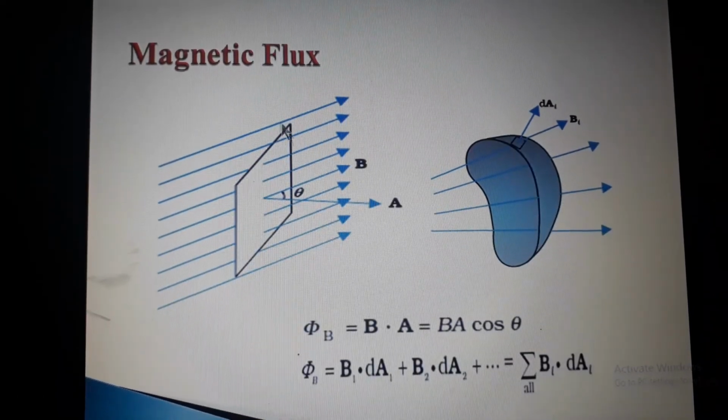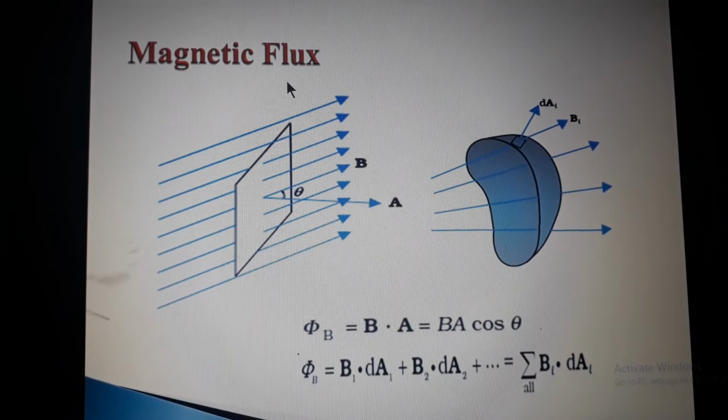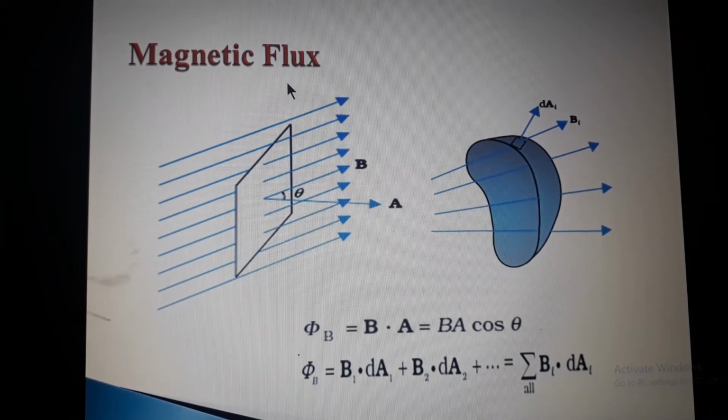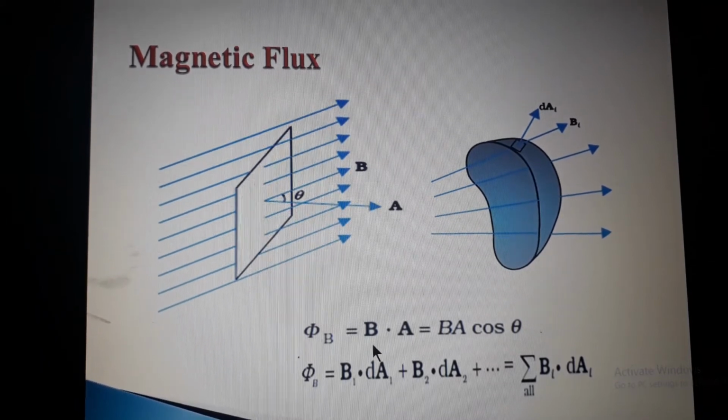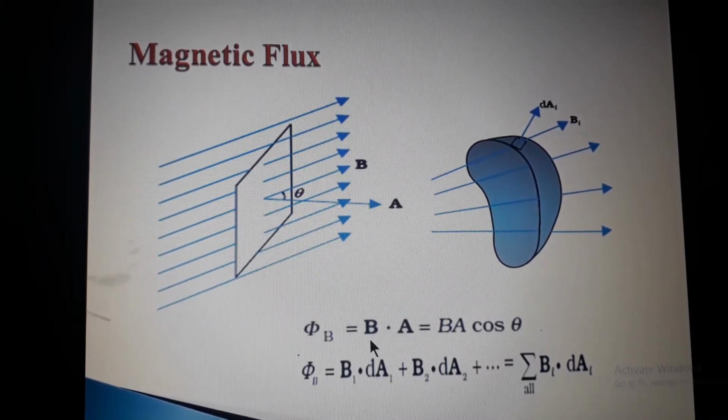Now the next topic is magnetic flux. The symbol for magnetic flux is phi. Phi is equal to B dot A. Here it is a dot product, so phi equals B A cos theta, where theta is the angle between B and A. A means area, and B means magnetic field density.